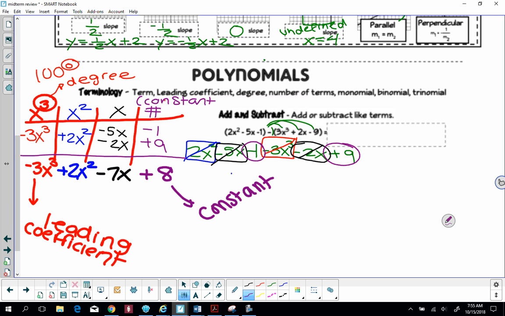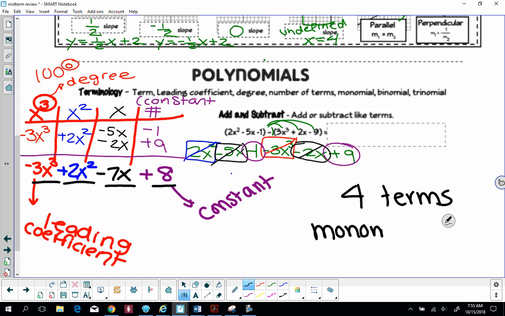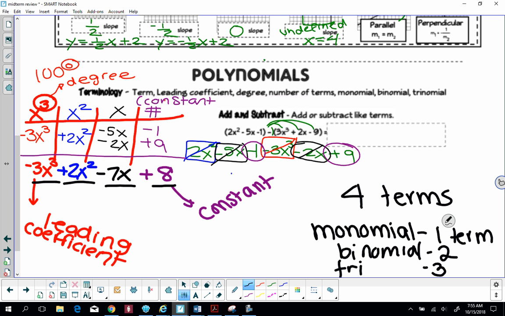How many terms are there here? 4. Each one being added and subtracted is a term. So there would be 4 terms. What's a monomial? 1 term. Remember, mono means 1. So monomial is 1 term. Binomial, 2 terms. Trinomial, 3 terms. And poly just means many. So this would be a polynomial. Does that make sense? That's a lot.